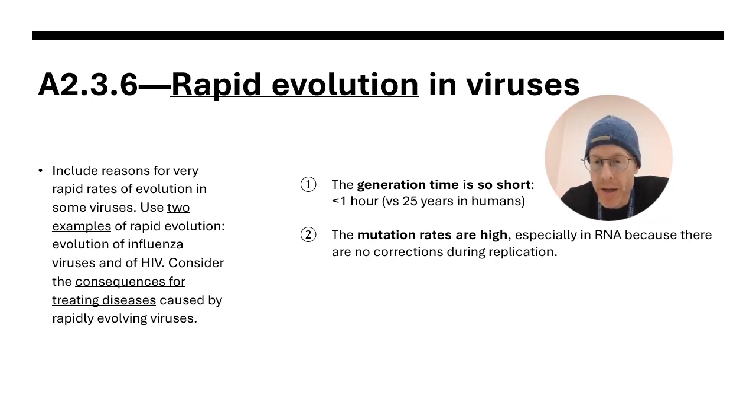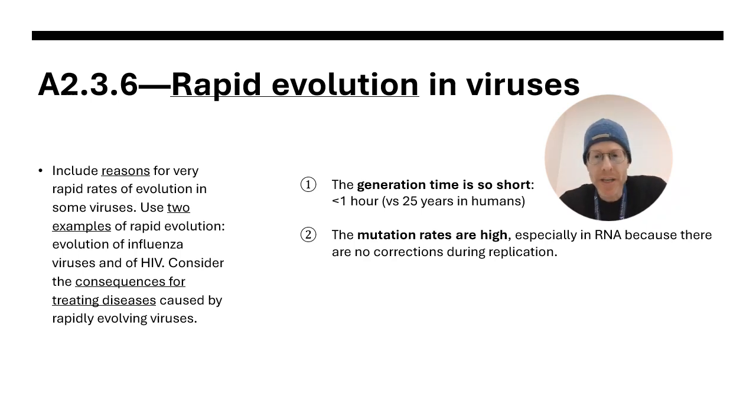Two, mutation rates are high. In us, for example, comparing to humans again, when our cells divide, the DNA is replicated very reliably, which is important because if not, we would end up with all sorts of problems with our DNA when we grow and develop. In viruses, they don't have the same proofreading mechanisms when their DNA or RNA is replicated. It's especially true for RNA. And so there's lots of errors when RNA is replicated in viruses. And you might think that's bad, but it also provides a source of new variation.